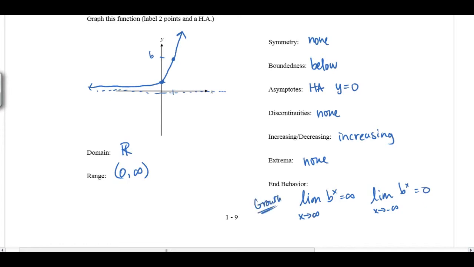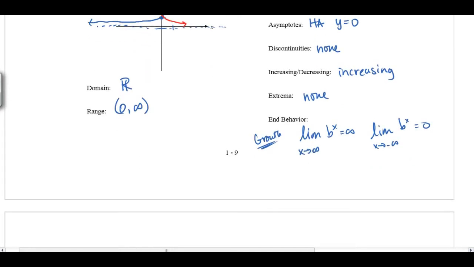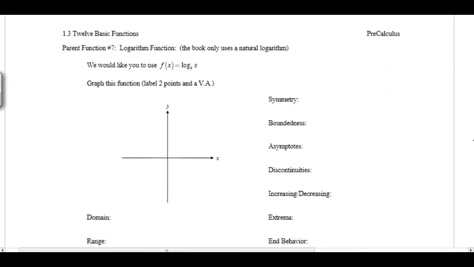Now a little heads up, a decay graph, all it's going to do is flip this graph around so it looks like that, like the red one. We'll notice the end behavior on the left side is now going to infinity and the right side is now going to 0. And we will do more with that in the different sections, but just to get a little heads up now, when we're going to be talking about transformations too.